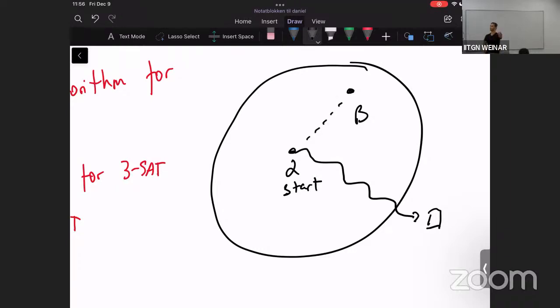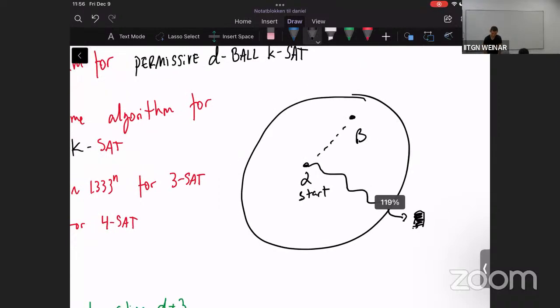And if we could have continued the walk when we found the satisfying assignment here, then we would actually be able to solve normal d-ball sat. Yeah. But the point is that when we reach the satisfying assignment, we don't have a clause to branch on. So we are not able to continue the walk. We have to stop at this point. And so that's where we use that it's permissive. Well, thanks for that question. Let me remove this.